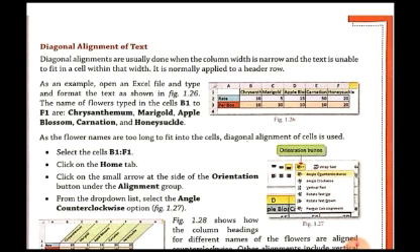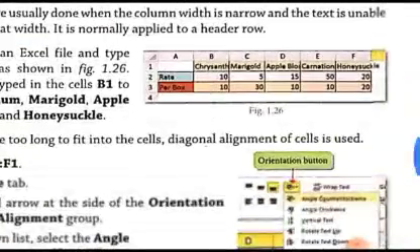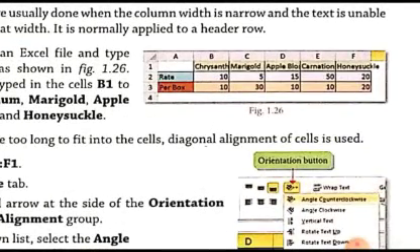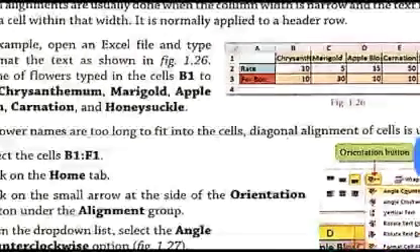The simple steps have to be followed. For example, here we are taking an Excel file where we are typing the flowers and the rate of the flowers. We are making a rate chart of the flowers here. The names of the flowers are typed in the cells B1 to F1. In the first row, we have typed the names of the flowers: chrysanthemum, marigold, apple blossom, carnation, honeysuckle.